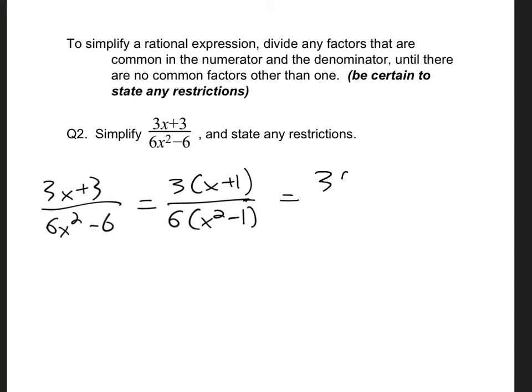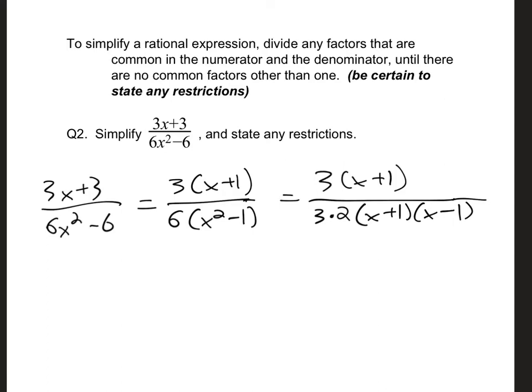Now our numerator has been fully factored, but our denominator has not. 6 can factor down into 3 times 2. I would consider that step optional. X squared subtract 1 is the difference of squares, so that's the same thing as saying x plus 1 times x minus 1. And now we've fully factored our numerator and denominator, and we're going to look to reduce any factors that are in common.